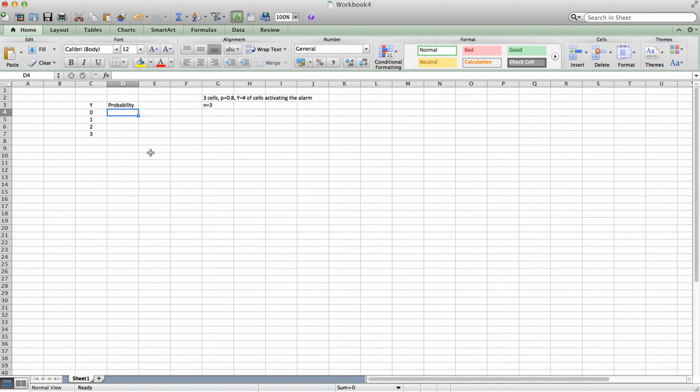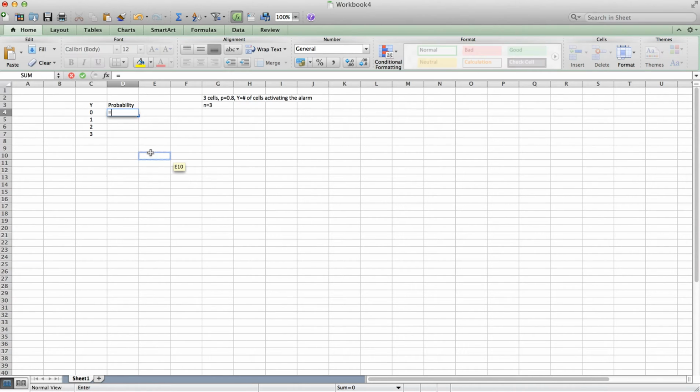And then let's get the probability of y equal to 0. That would stand for 0 cells that are actually activated, and then y equals 1 is the possible outcome of just one cell being activated. It doesn't matter which one, it could be the first, the second, or the third one, and so on.